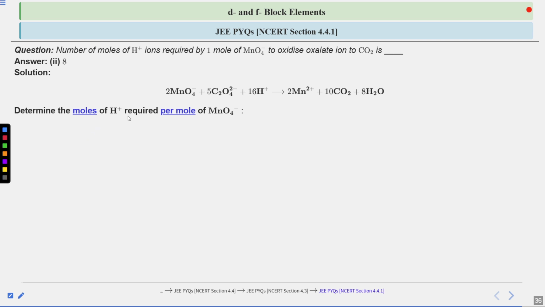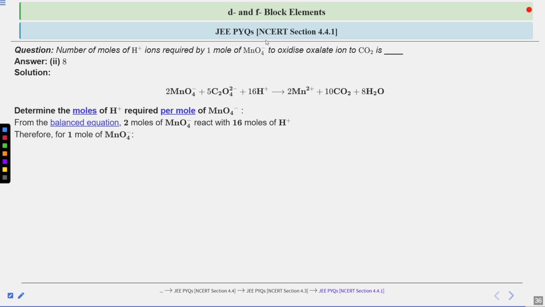We have to determine the moles of H+ required per mole of MnO4- to oxidize the oxalate ion to carbon dioxide. This was the question, right? So from the balanced equation, we have seen that 2 moles of MnO4- react with 16 moles of H+ to give 10 molecules of CO2.